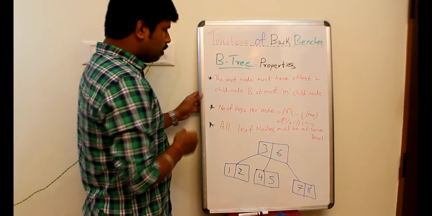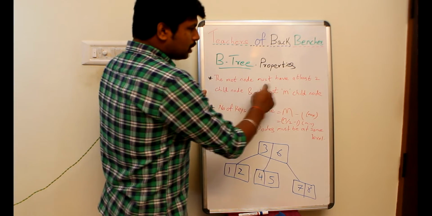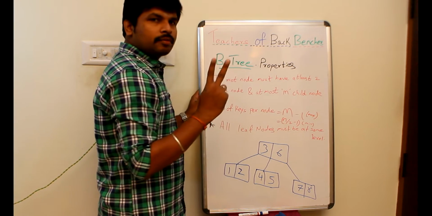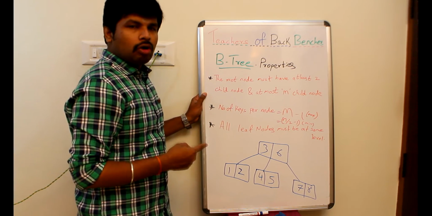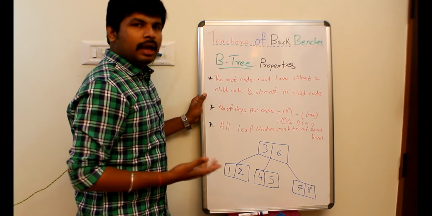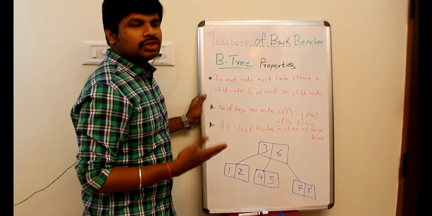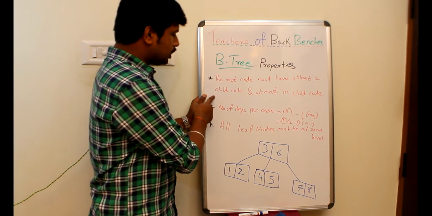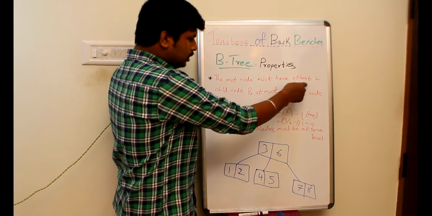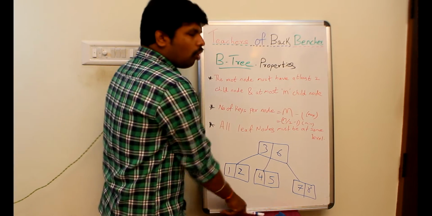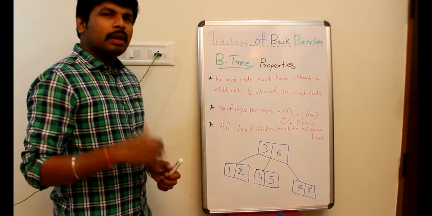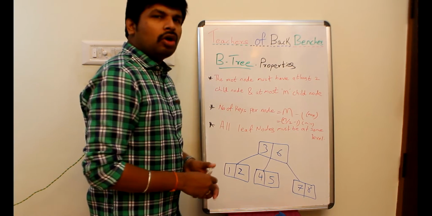The first property is the root property: the root node must have at least two children, which means that it must be a complete and full binary tree or binary search tree. It should not be an empty or partial binary search tree or complete tree. Then the next one: at least two children and at most m children. M is the order given to each tree. It may be an even number or it may be an odd number.